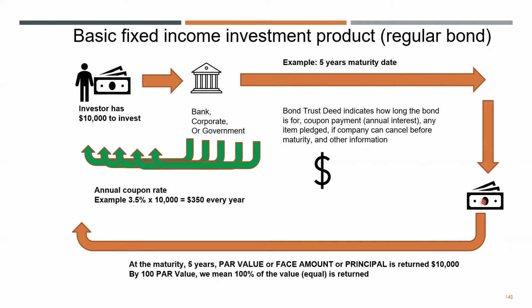After the 5 years is up, the client will get back the full $10,000. This is known as the principal, the face amount, or the par value. By 100 par, we mean that 100% of the value, or an equal amount, is returned to the client. And that is the last year, of course. In the 5th year, they're going to get their final $350 payment, plus they will get back their $10,000. So this is the way the regular bond works.